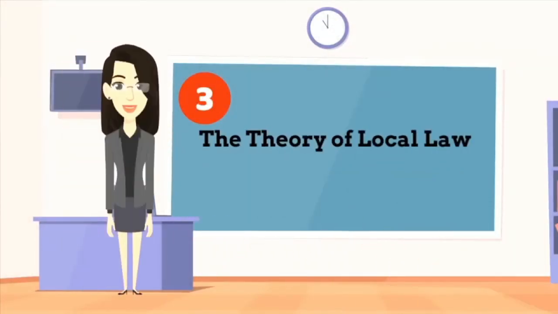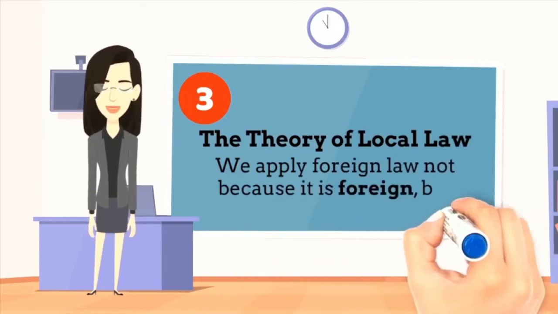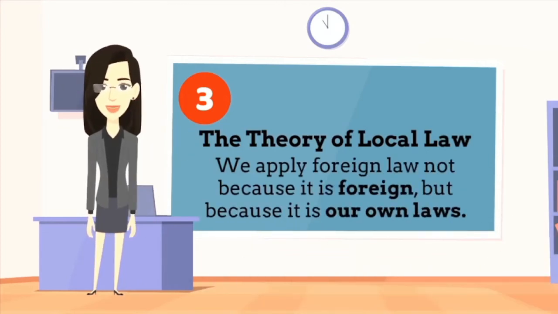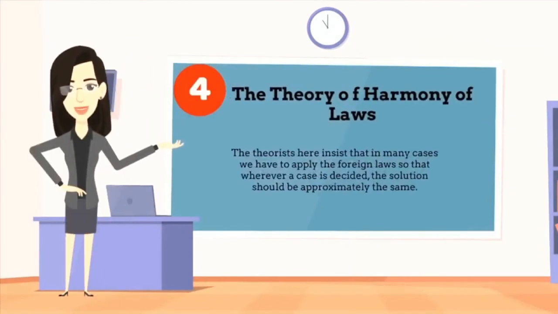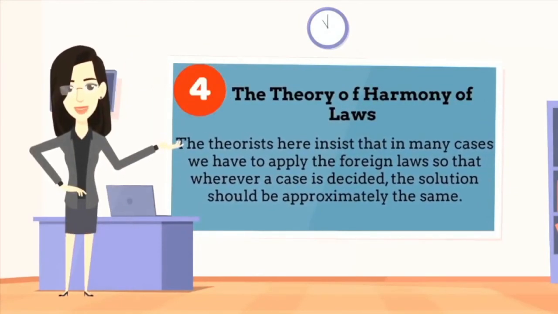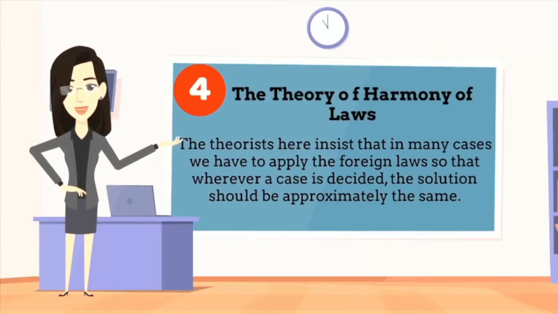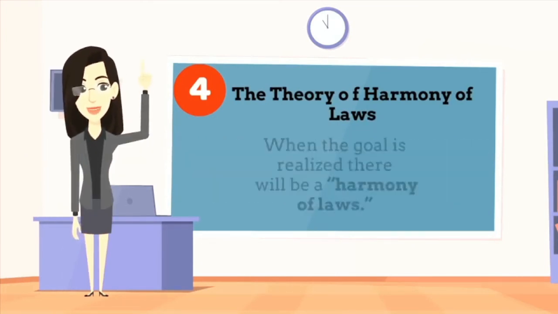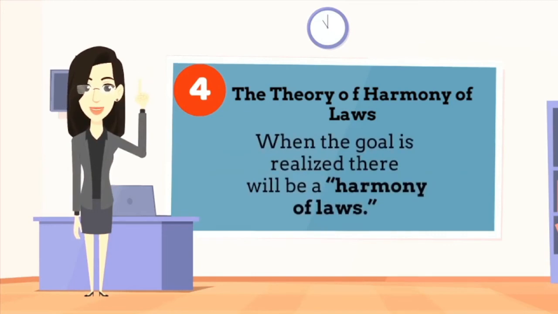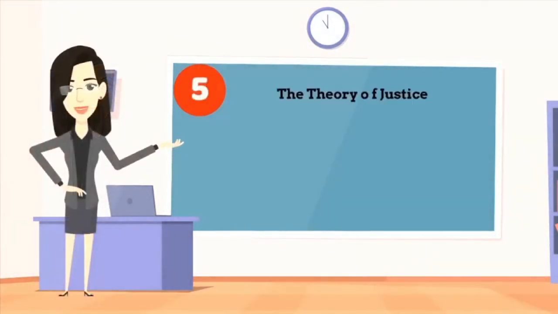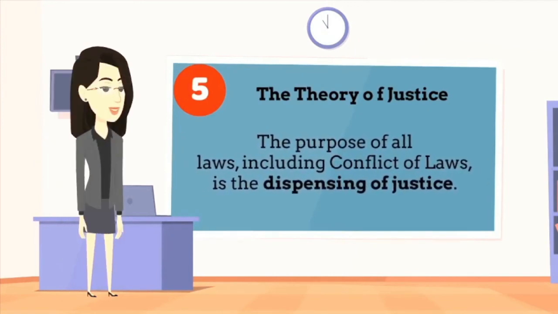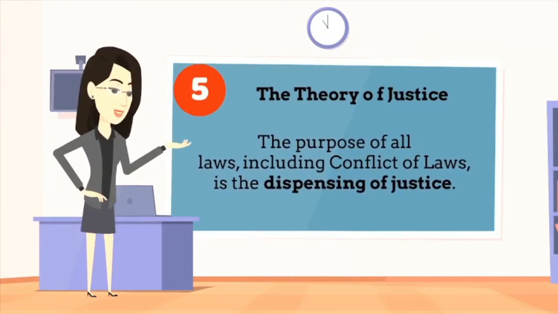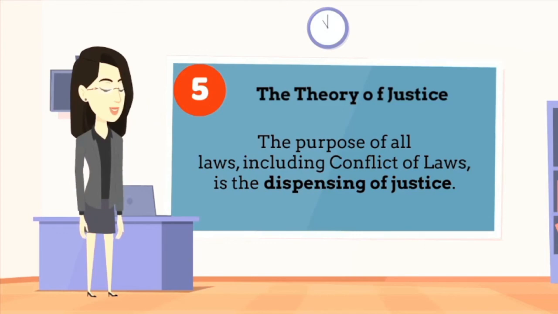The adherents of this school of thought believe that we apply foreign law not because it is foreign, but because it is our own law. Fourth, the theory of harmony of laws. The theorists here insist that in many cases, we have to apply the foreign laws so that wherever a case is decided, that is, irrespective of the forum, the solution should be approximately the same. When this goal is realized, there will be a harmony of laws. And last, the theory of justice. The purpose of all laws, including conflict of laws, is the dispensing of justice. If this can be attained in many cases by applying the proper foreign law, we must do so.